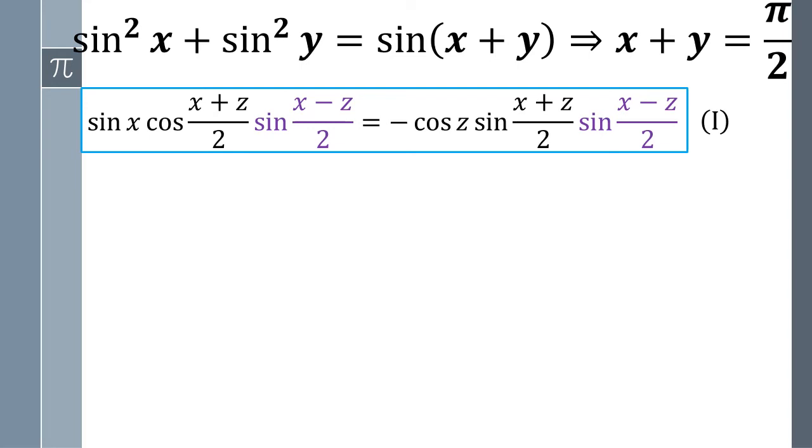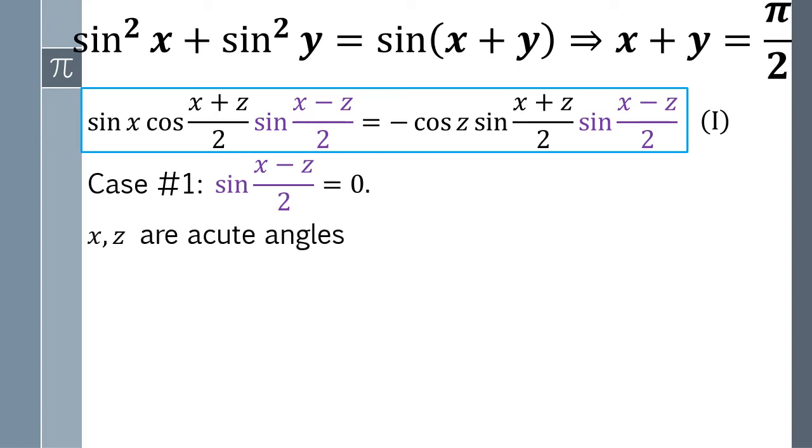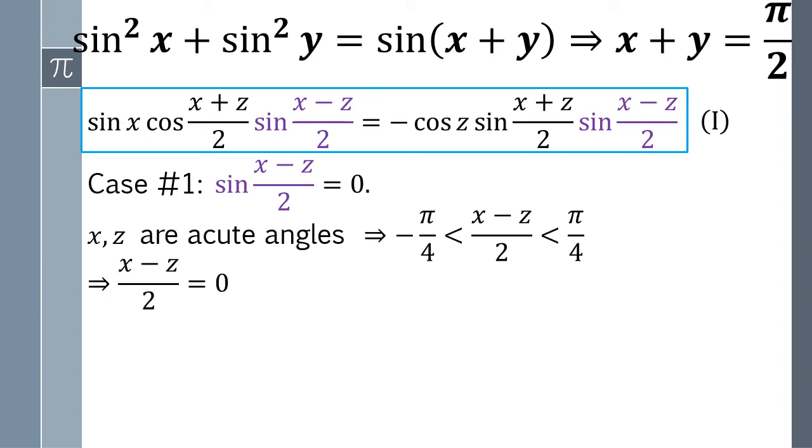Of course, when this common item is 0, then the equation holds. This is case number 1: sin((x minus z) over 2) equals 0. Since x and z are both acute angles, then (x minus z) over 2 is between minus pi over 4 and pi over 4. And since the sine of this angle equals 0, that means this angle (x minus z) over 2 equals 0, which means x is equal to z.